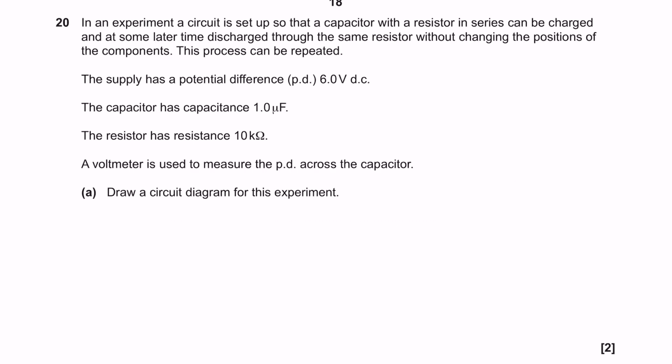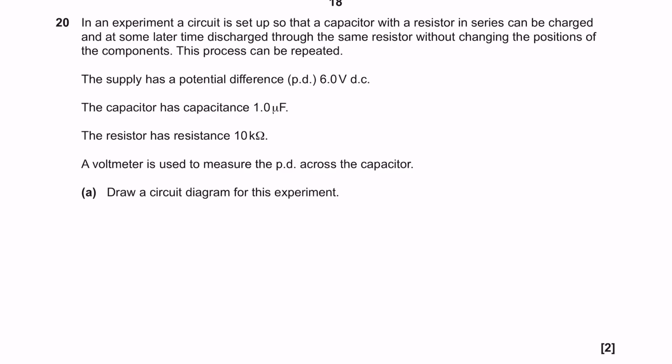In question number 20, it says that in an experiment, a circuit is set up so that a capacitor with a resistor is in series, and it can be charged, and at some later time it can be discharged through the same resistor without changing the positions of the components, and this process can be repeated. The supply has a potential difference of 6 volts DC, the capacitor has 1 microfarad of capacitance, and the resistor is 10 kilo ohms.